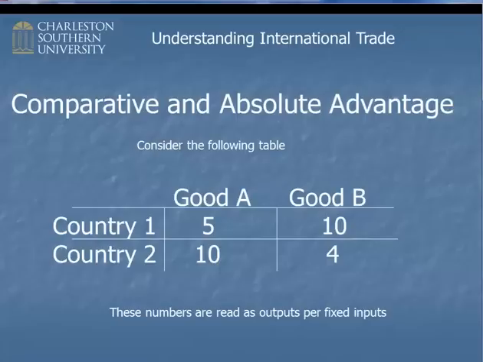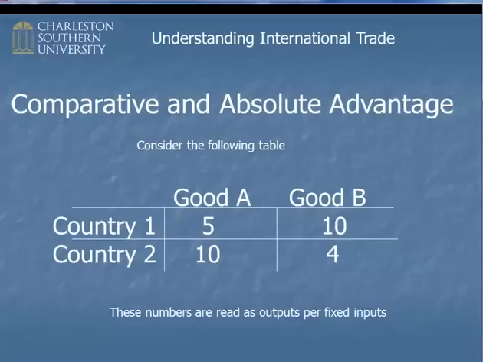So in terms of absolute and comparative advantage, it would be like this. Country 2 has an absolute advantage in good A because look, in one day with a packet of resources they can make more than country 1 can. And in terms of good B, country 1 has an absolute advantage. In terms of comparative advantage, in this particular simple example, the answers are the same.